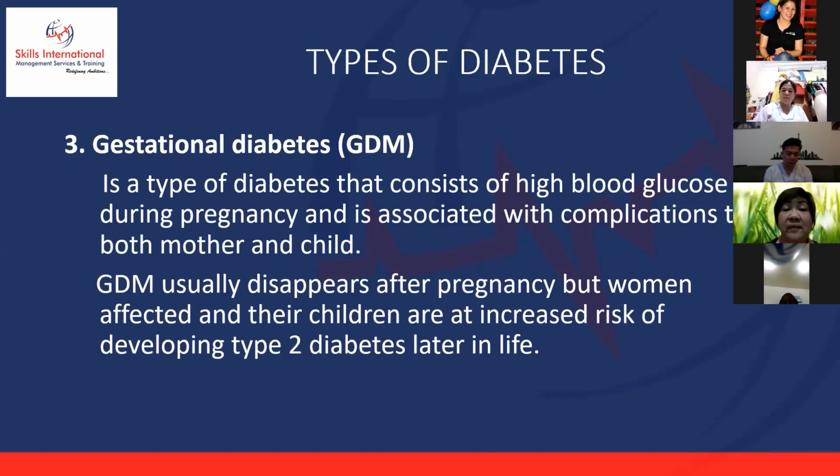We have 3 types of diabetes. Number 1, the type 1, which is from birth up to adulthood. 2 is the type 2, which starts from adulthood and comprises 90%. And 3, we have gestational diabetes or GDM. It is the type of diabetes where mothers who are pregnant have high blood glucose during the pregnancy period.